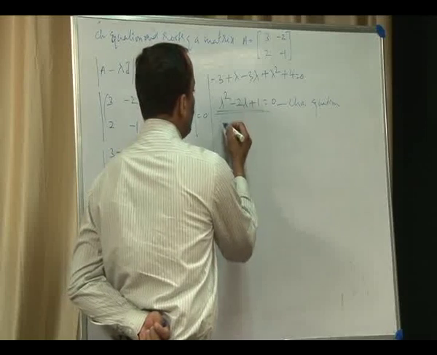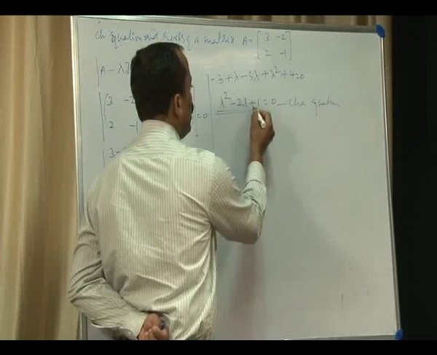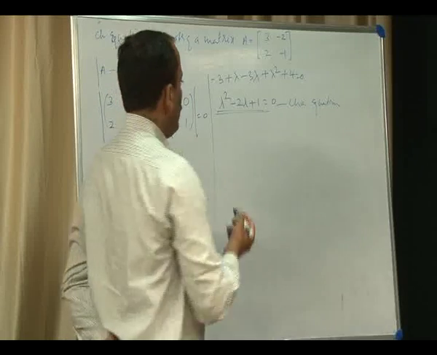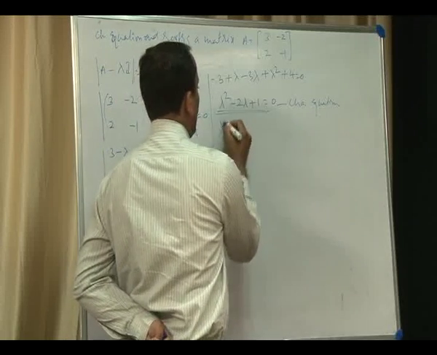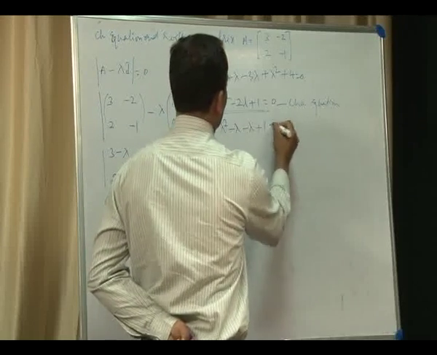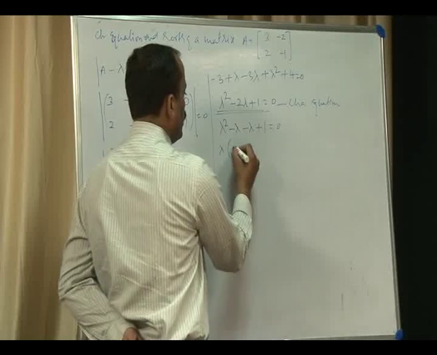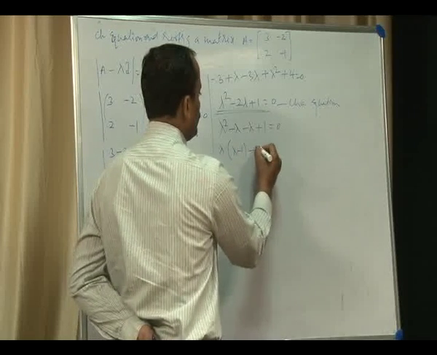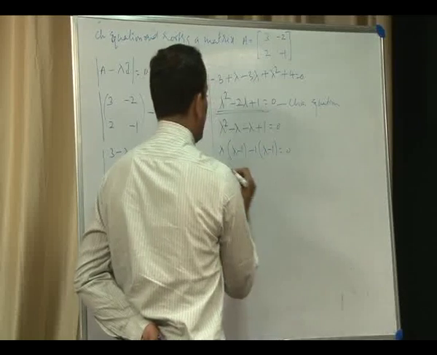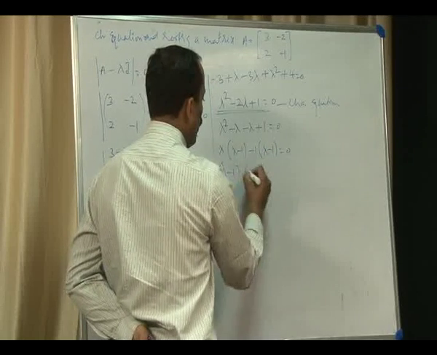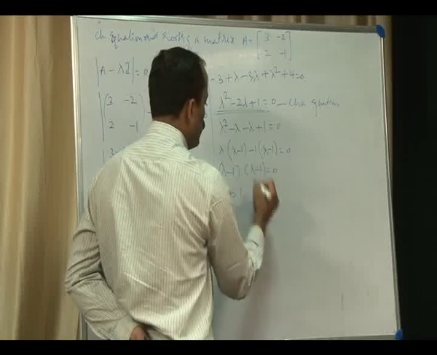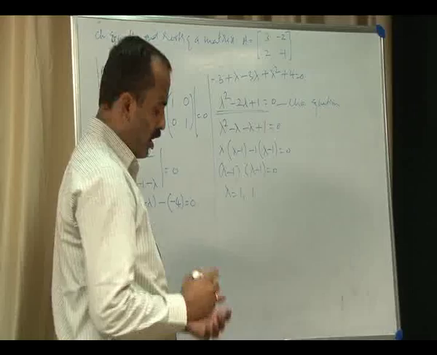You see, lambda square minus 2 lambda plus 1 is like the expansion of a minus b whole square, or lambda squared minus lambda minus lambda plus 1 is equal to 0. Take lambda common, and minus 1 common: lambda minus 1 is equal to 0. Therefore, lambda minus 1 into lambda minus 1 is equal to 0. Therefore, lambda is equal to 1 and 1.